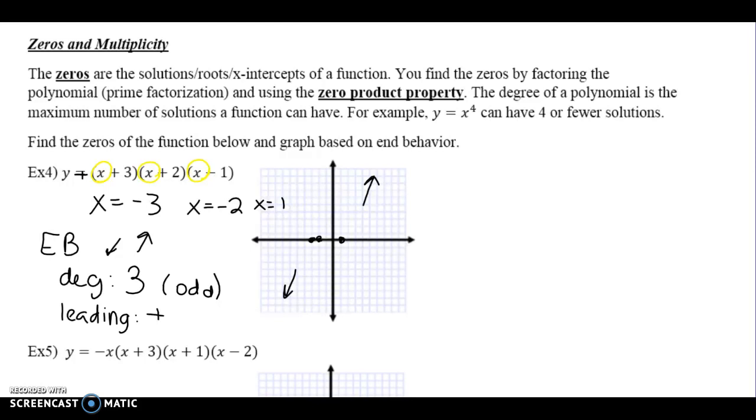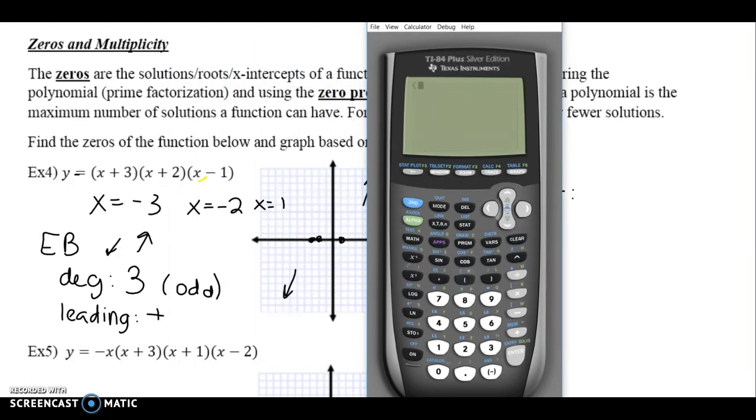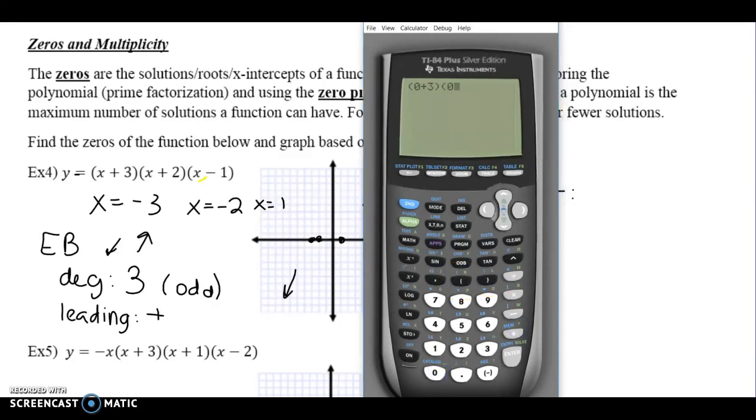And you don't have to do this, but what's our y-intercept going to be? That's going to give us a better picture of what the graph's going to be. How do we find our y-intercept on any graph, any function? Plug in 0 for x. So you can even just type it into your calculator. I'm going to type in what's given, but instead of x, I'm going to put a 0. So 0 plus 3, 0 plus 2, and 0 minus 1. So our y-intercept is going to be -6.